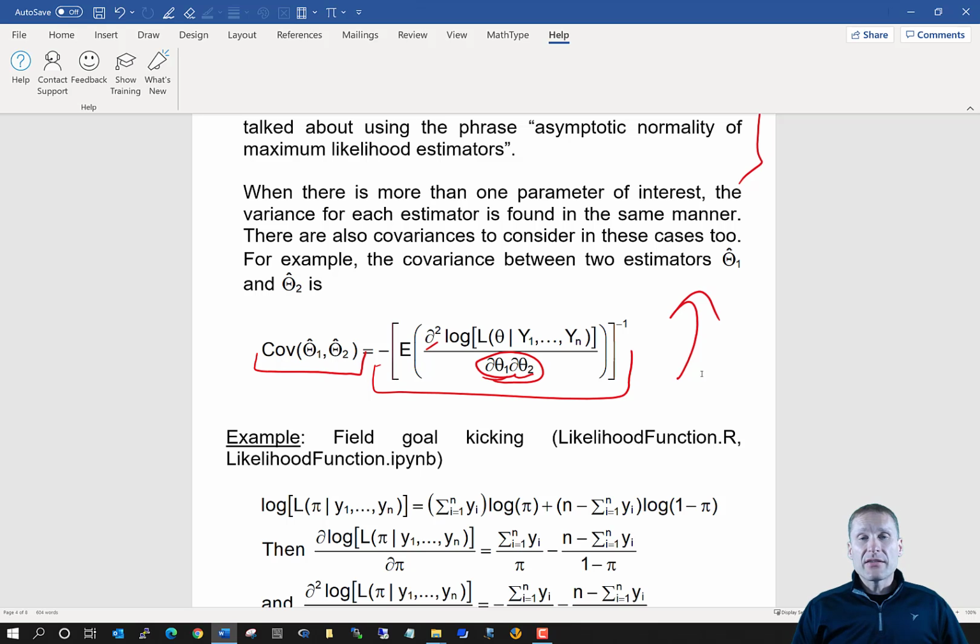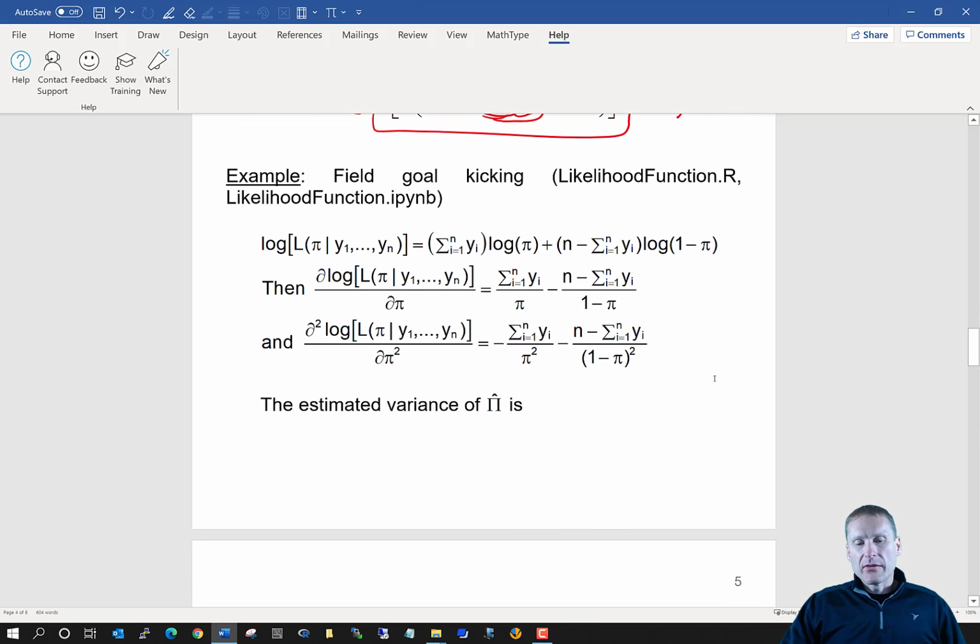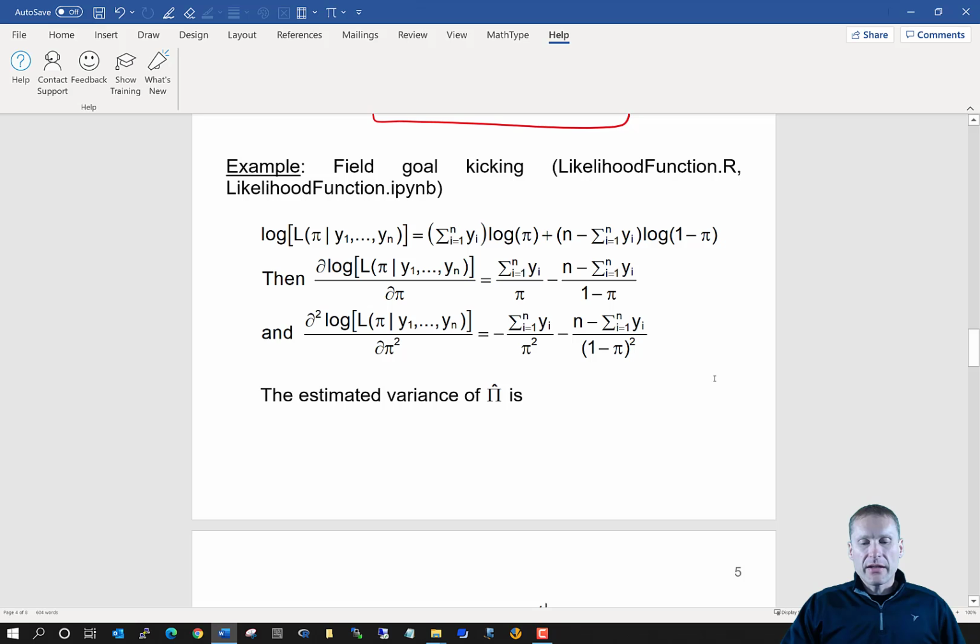So you have variances and covariances now, since you have more than one random variable. You have more than one estimator, you have more than one statistic. So let's take a look at how we can do some of this. We're going to go back to the field goal kicking example. We found the likelihood function before. We found the first derivative with respect to pi before. And now we can find the second derivative with respect to pi as well.